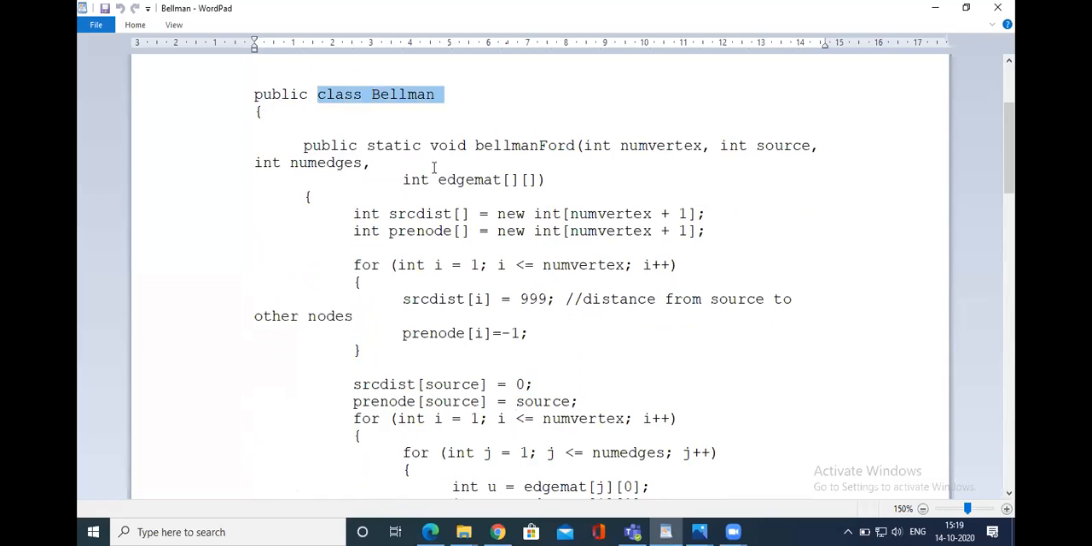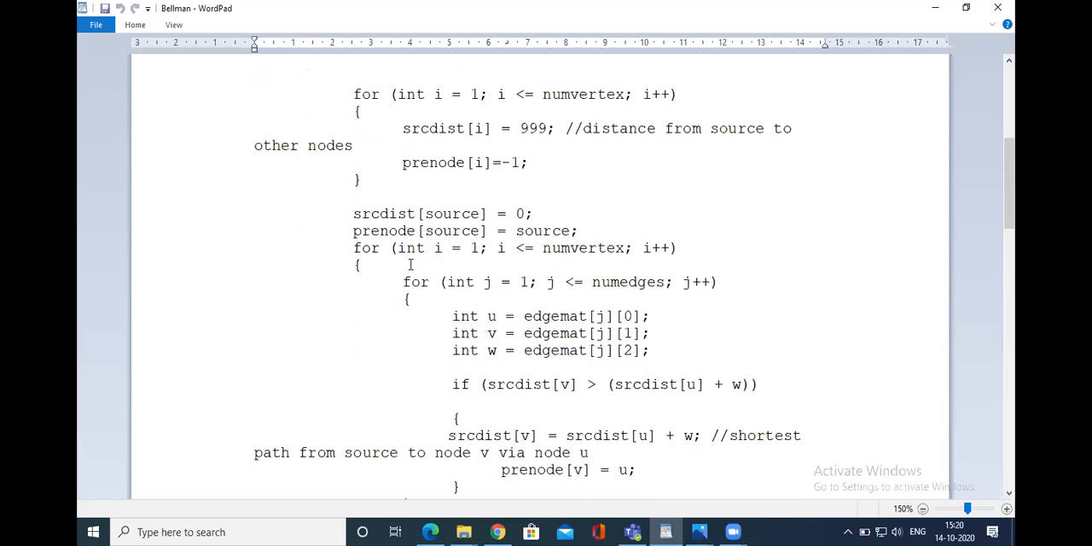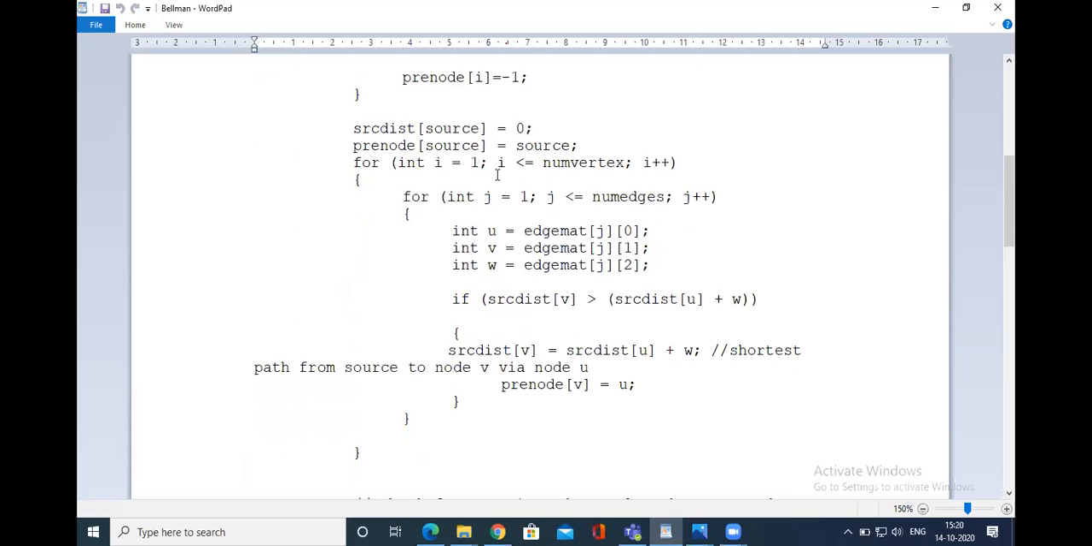This function or class is passed the vertices, source, and number of edges. So here is the loop of relaxation: int i equals 1, i less than or equal to number of vertices. Very clearly try to understand. Source is initialized to 0. How many times does relaxation have to be done? Relaxation has to be done n minus 1 number of times.